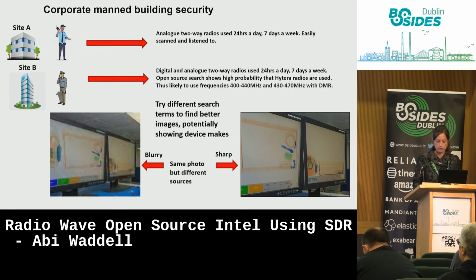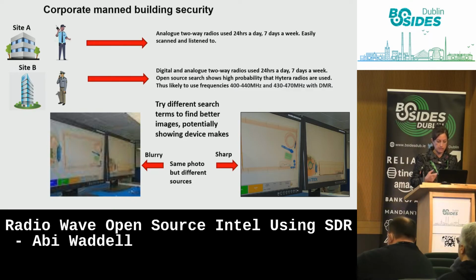I did an assessment of the likely frequencies that the manned security guards of a big blue chip organization were using for their two-way radio communications. By just talking to them, I found out that they used analog two-way radios at one of their sites, and so this would have been easy to pick up with a scanner. And at the head office site, the security guards used a mixture of digital and analog radios. A search of their suppliers and equipment showed that there was a high probability that Hytera radios were in use, which would have been set on a specific set of frequencies, if left, of course, to the default settings.